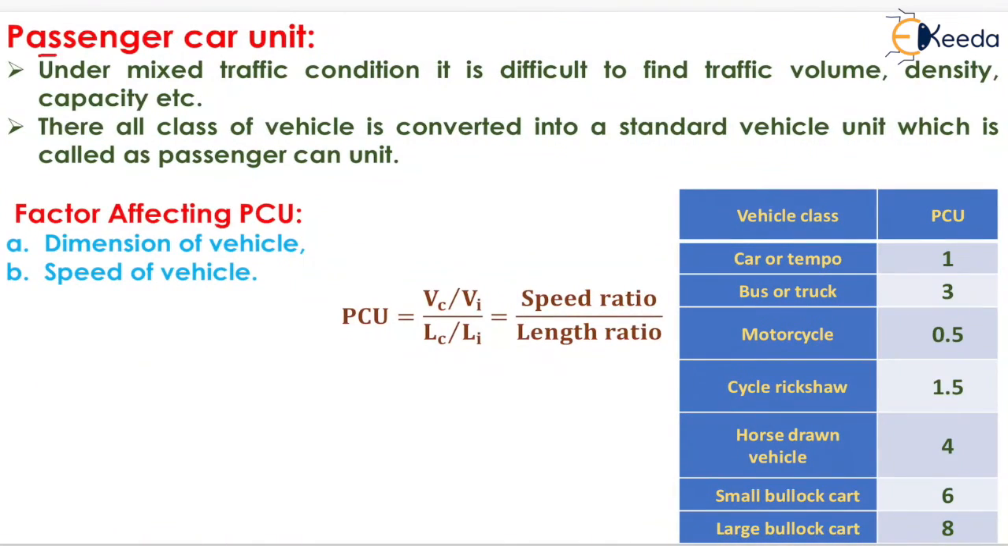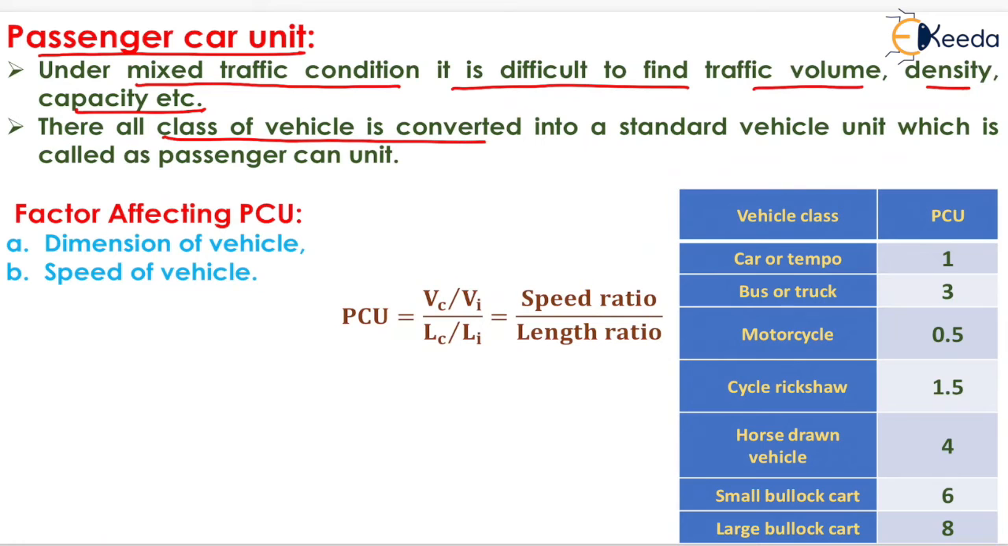Now the next one is passenger car unit. Now it will be very difficult to count the number of vehicles moving on a particular section of road of a particular class because the traffic is in the mixed form. So under mixed traffic condition, it is difficult to find traffic volume, density, capacity, etc. Therefore, all classes of vehicle are converted into a standard vehicle unit which is called passenger car unit.